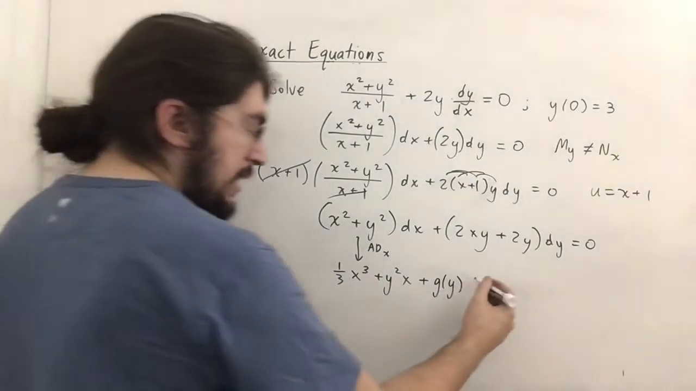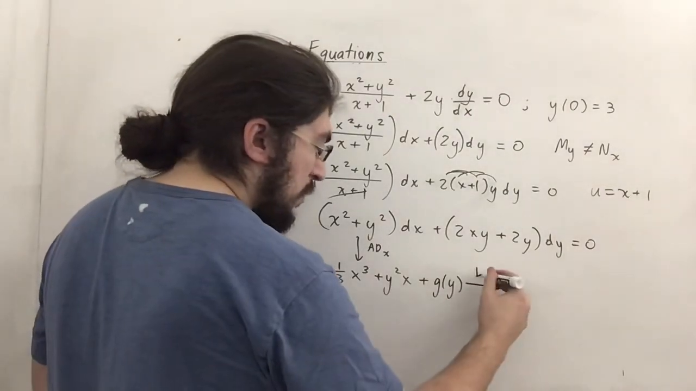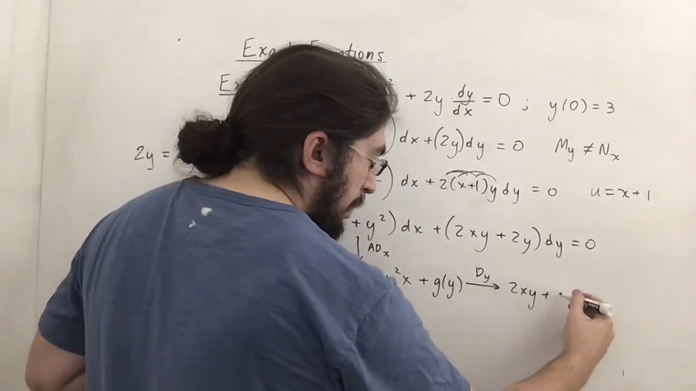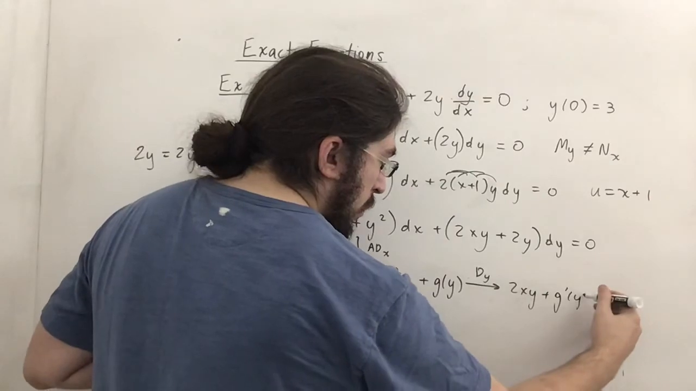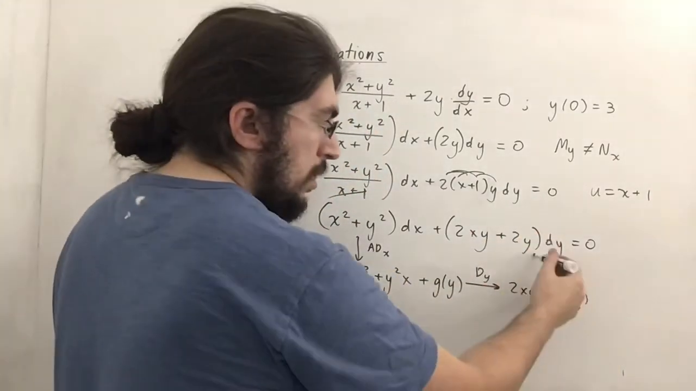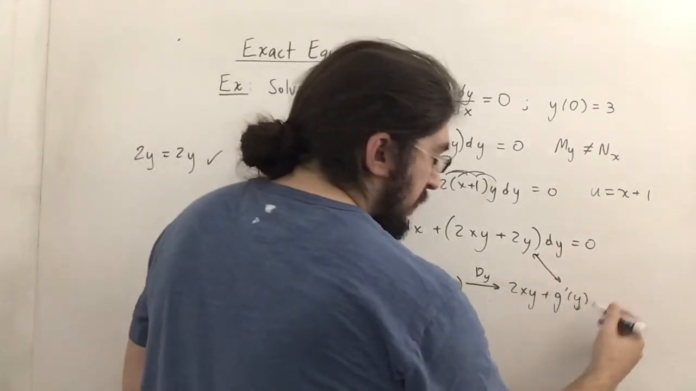So now we take the derivative with respect to y. That goes to 0, that goes to 2xy, good. And then we have plus g prime of y, which is going to be the other term if you compare these, which is just, of course, 2y. So g prime of y is 2y.